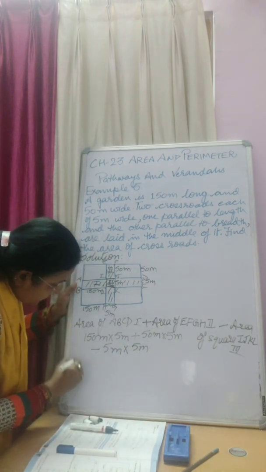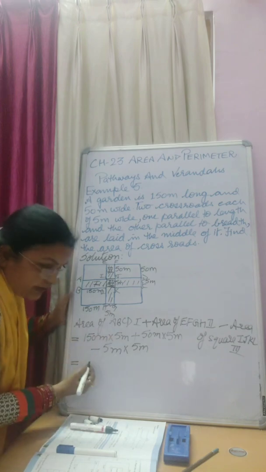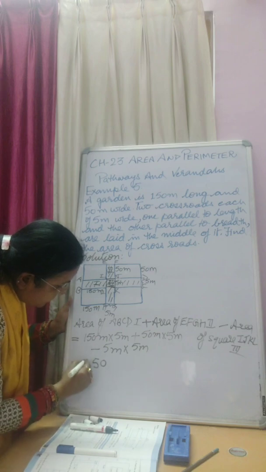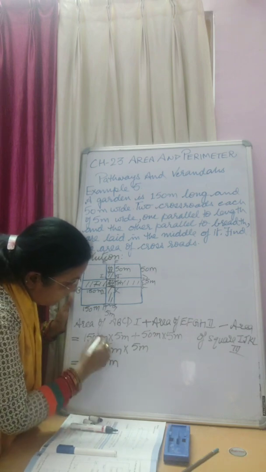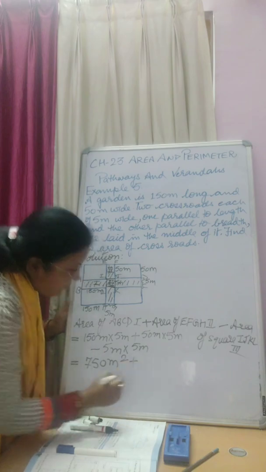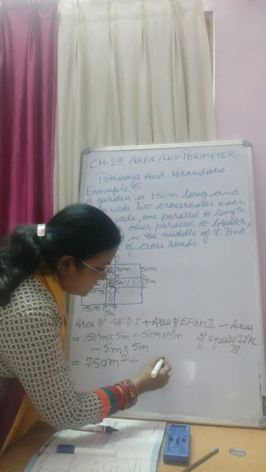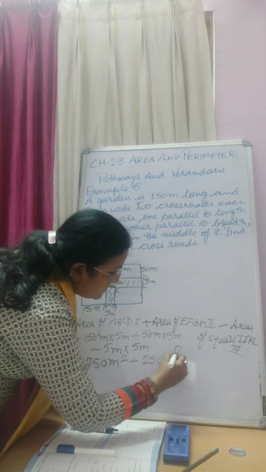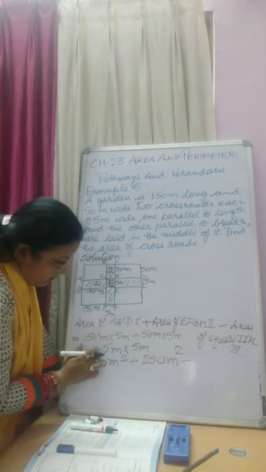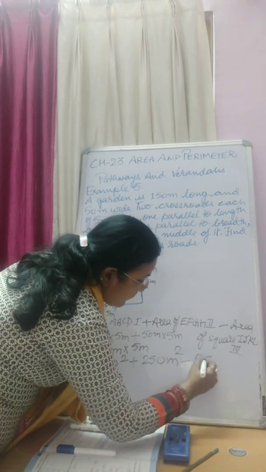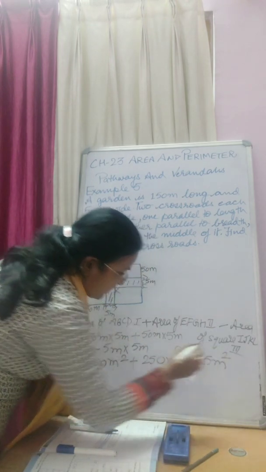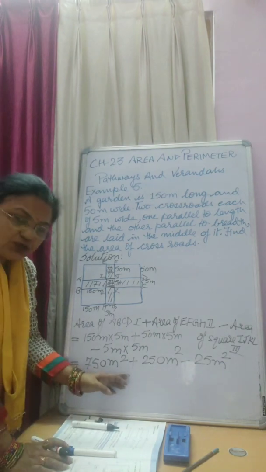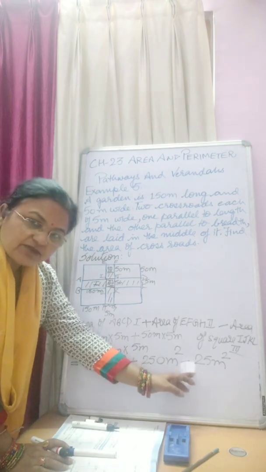Now let us solve this. 150 into 5. 5 zeros are 0. 5 fives are 25, carry 2. 5 ones are 5, 6, 7. 750 meter square. Plus 50 into 5. 5 zeros are 0. 5 fives are 25. So 250 meter square. Minus 5 fives are 25 meter square. So now what we got is 750 meter square plus 250 meter square minus 25 meter square.